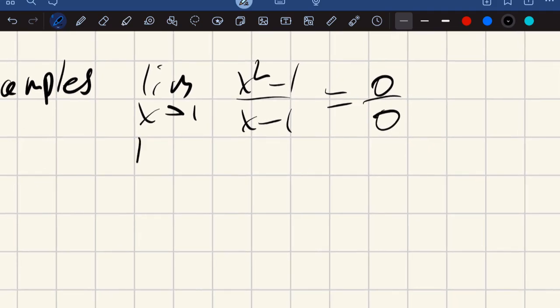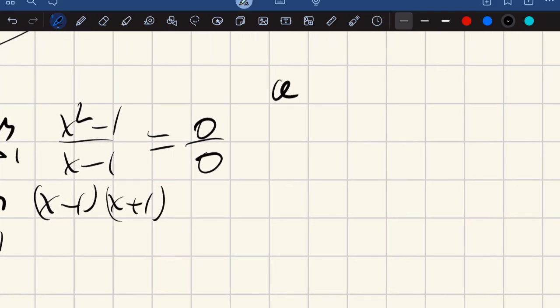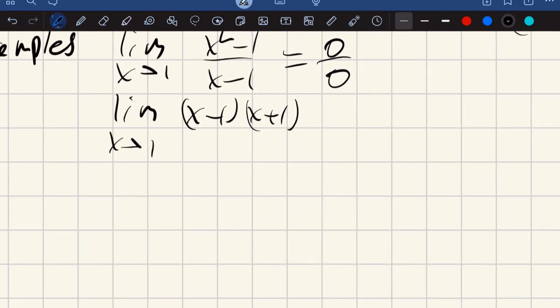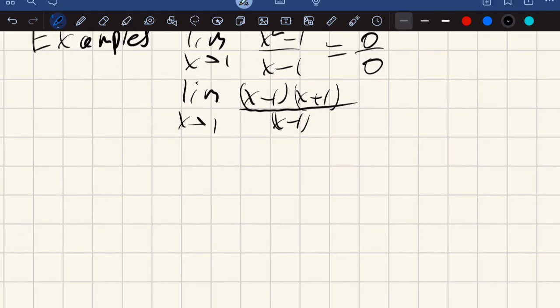So what we could do is factor the top, which gives us x minus 1 times x plus 1. This is from that formula there. And then this would be over x minus 1. We could just cancel these out, and you get the limit as x approaches 1 of x plus 1, which is 2.